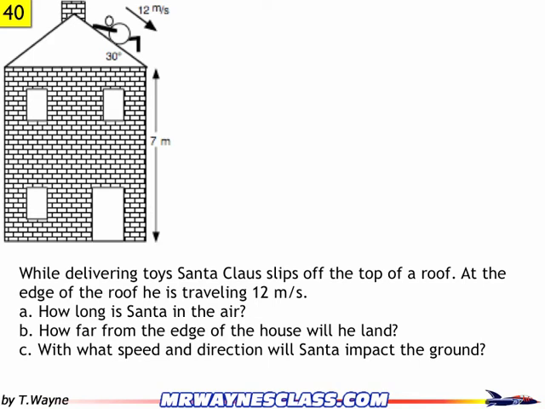This video is going to go through the solution of a projectile motion problem. So here's the question. While delivering toys, Santa Claus slips off the top of a roof. At the edge of the roof, he is traveling at 12 meters per second. From the diagram, you can see that it's a 30-degree slope and that he's 7 meters above the ground.